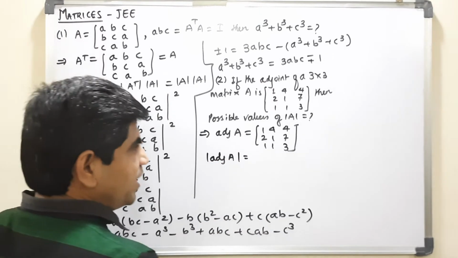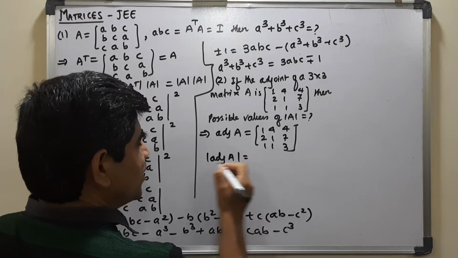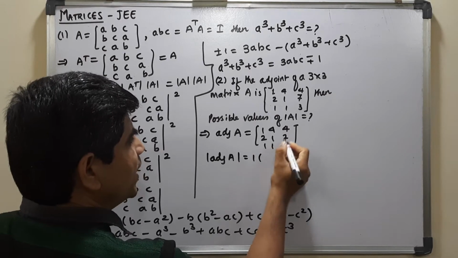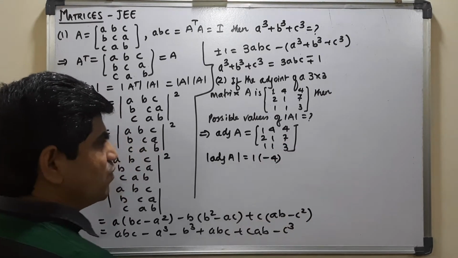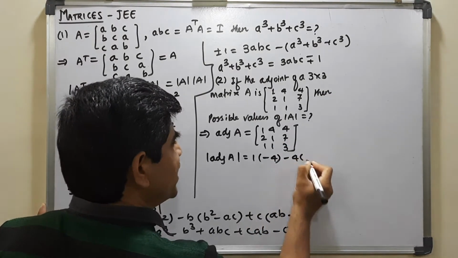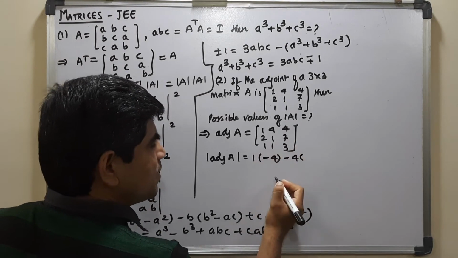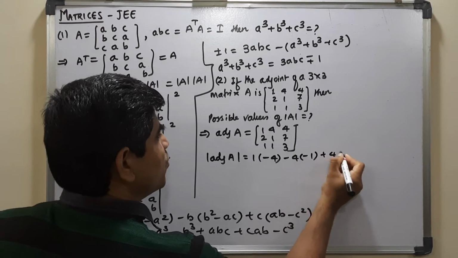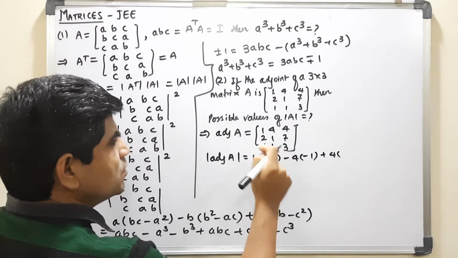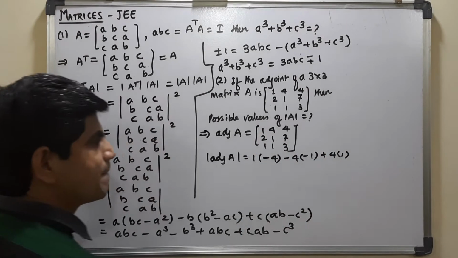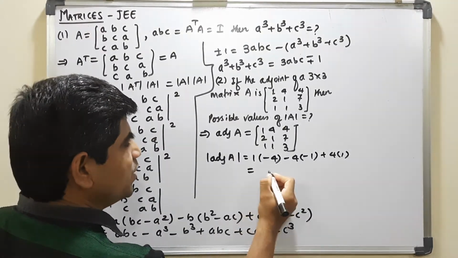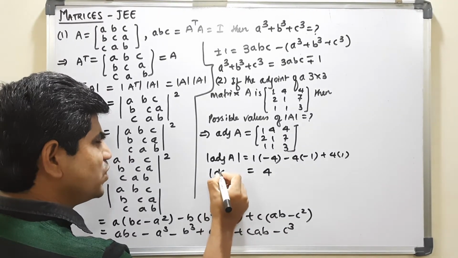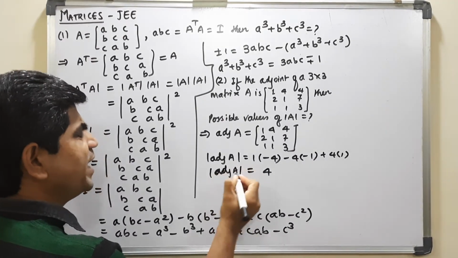So adjoint of A, if you see, so determinant value of adjoint of A is equal to 1 into 3 minus 7, that is minus 4, minus 4 into 2 3s are 6, minus 7 again, that is minus 1, plus 4 into 2 minus 1, that is 1. So you get this value to be as 4. Okay, that is determinant of adjoint of A.